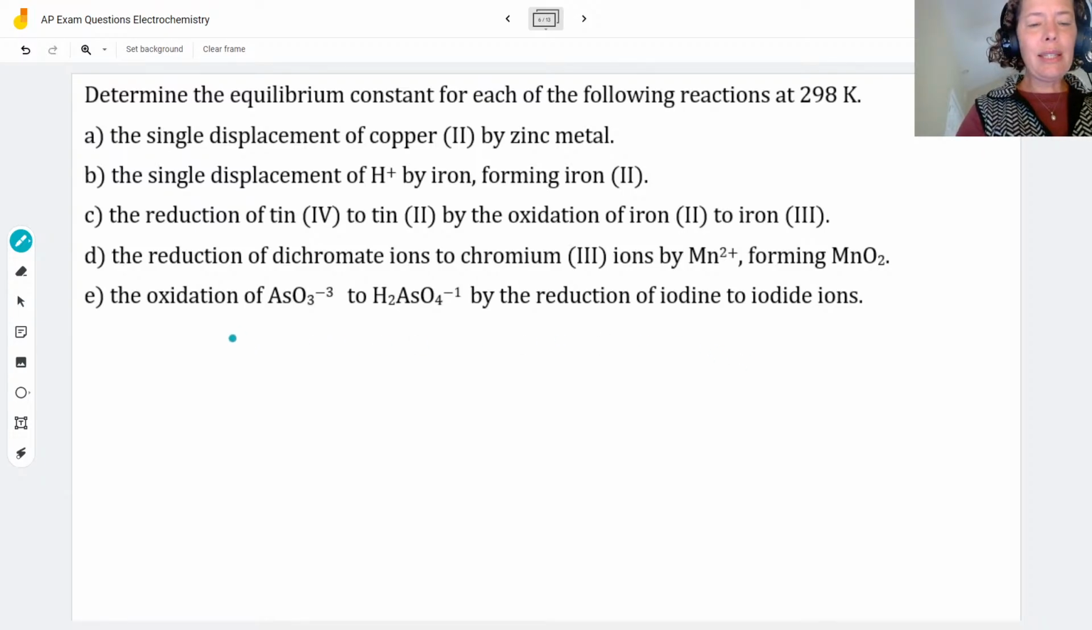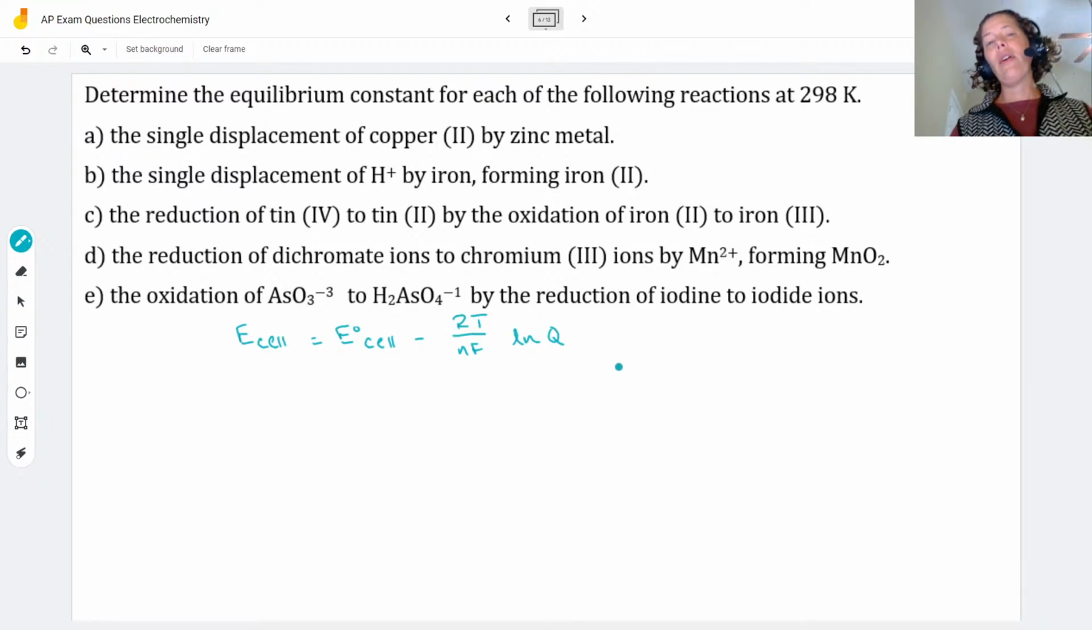Okay, so let's first talk about how we get KEQ from E cell. So the AP exam is going to give you this equation as part of your equation pack. E equals E naught minus RT over NF ln of Q. All right, so it gives you Q, but you actually want KEQ. Now, the great thing about this, so this is the Nernst equation, is when Q equals KEQ, then we can simplify this equation. So we're really just using E cell because this term here goes to 0.